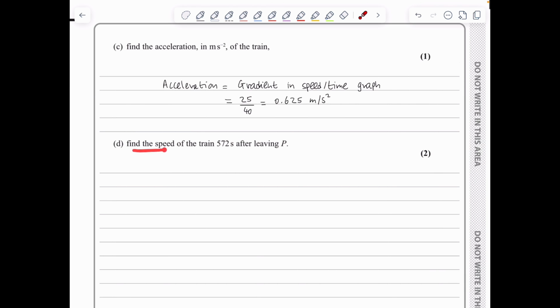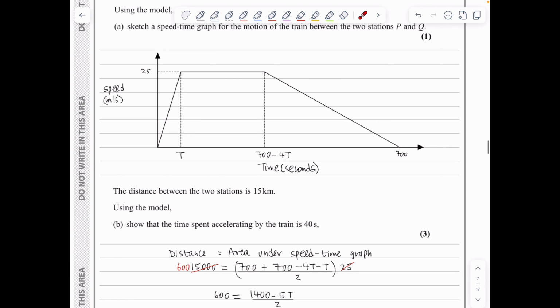In part D, we're asked to find the speed of the train 572 seconds after leaving P. So let's start by going back to our speed time graph here. We have found that T is 40. Now 700 minus 4 times 40 gives an answer of 540. So 572 is somewhere here. So I'm going to mark this on our speed time graph. This is the 572, and we need to find the velocity corresponding to the time of 572. So I'll put a V here.